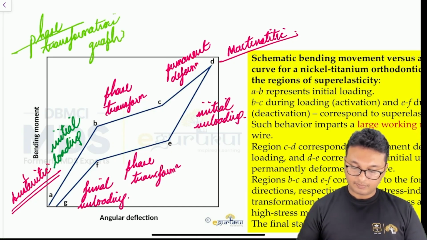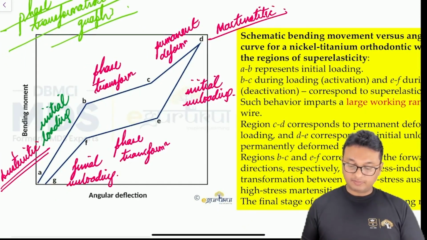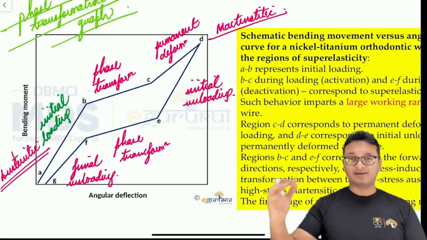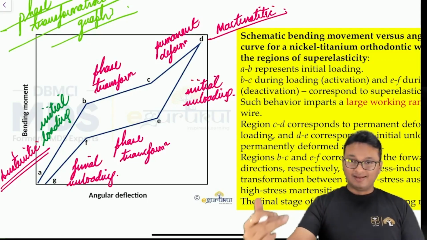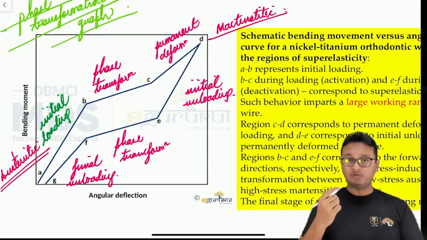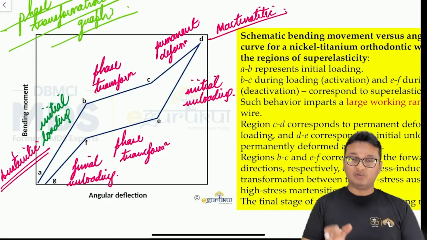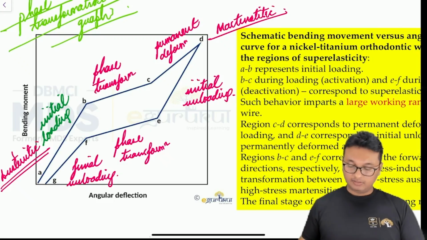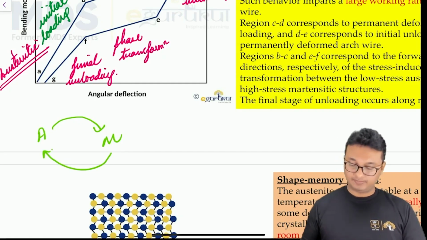This is known as the phase transformation graph, right? So basically what is being shown here is austenite gets converted into martensite when subjected to external forces, and as the external forces are liberated, as the tooth moves through the oral cavity into its proper orientation within the mouth, the martensitic form gets initially unloaded, finally unloaded to form the austenitic form. That means what is happening? Austenite to martensite and martensite to austenite. So this is known as phase transformation.